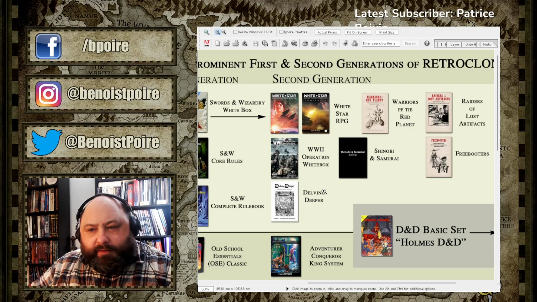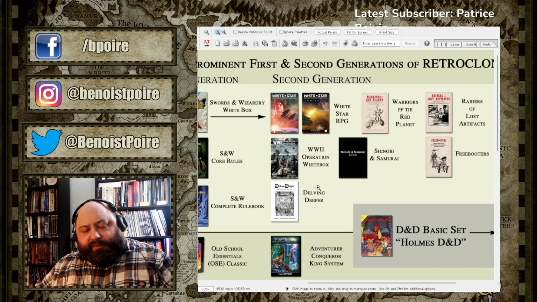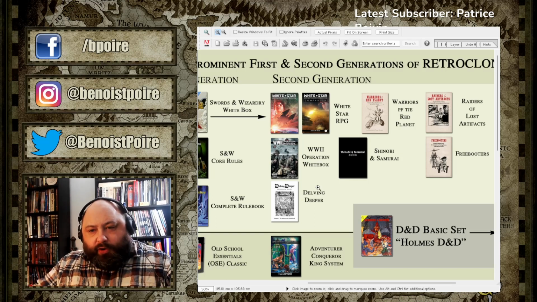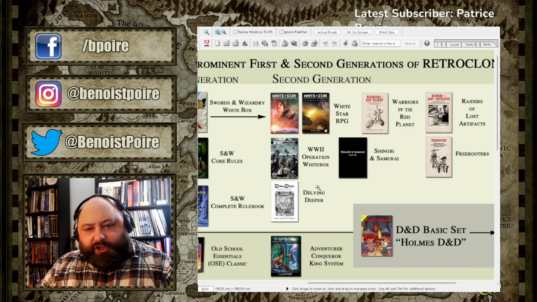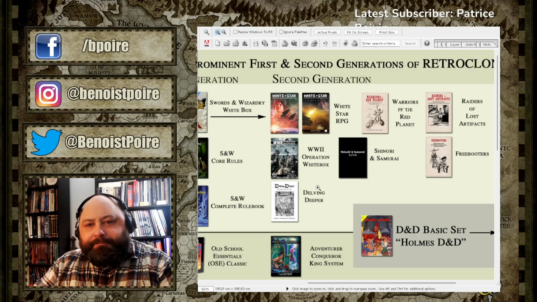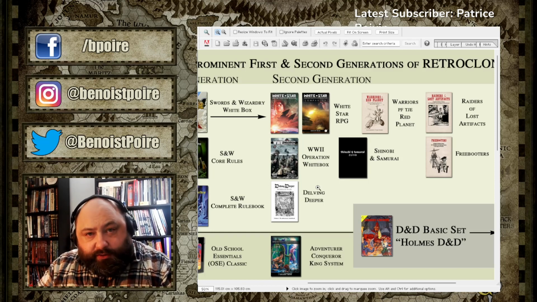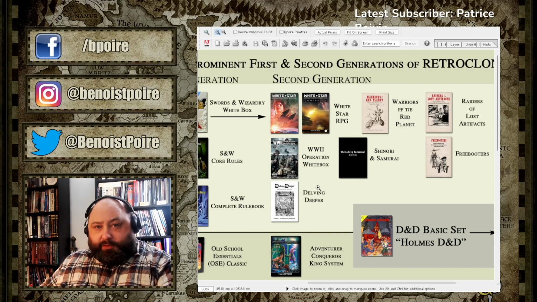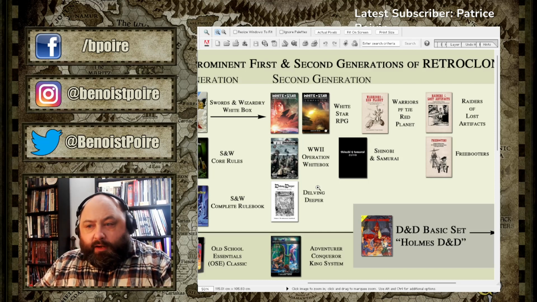There was Microlite74, another one that emulated the original rules. But as you can see, the Sword and Wizardry rule set and the other original D&D clones created their own second generation of games, which have their own specificities and flavors, right? So White Star, for instance, is a science fiction treatment of the original rules of Dungeons and Dragons. So instead of medieval fantasy, you're in the sci-fi space opera realm. You can emulate that straight out of the books shown here.